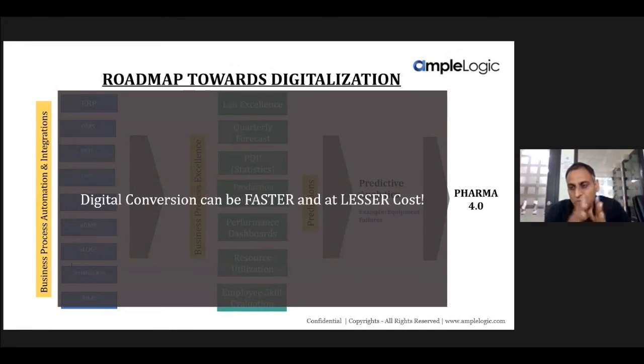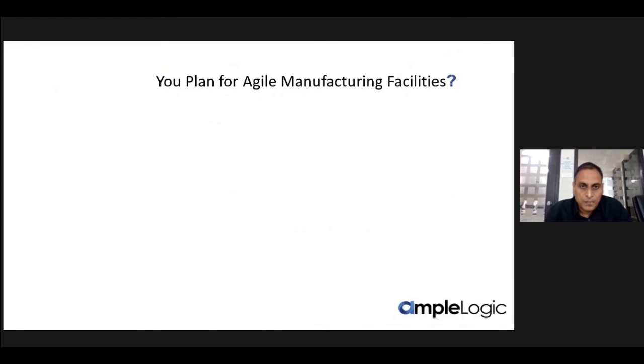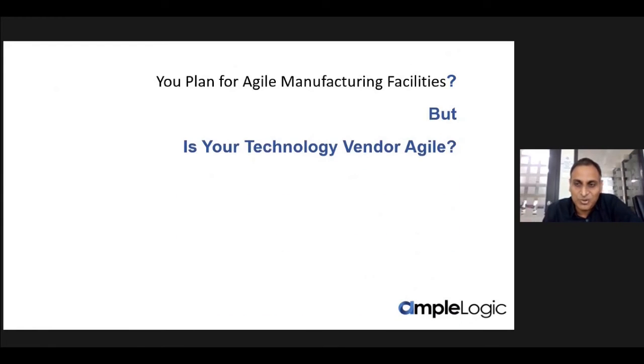When you look at a bigger roadmap, you can go stepwise: you address one particular business, one particular department, and then move on to the next departments. Coming to this, we talked about agile manufacturing facilities, and we talked about doing very effective planning.